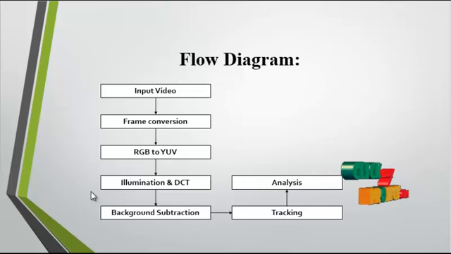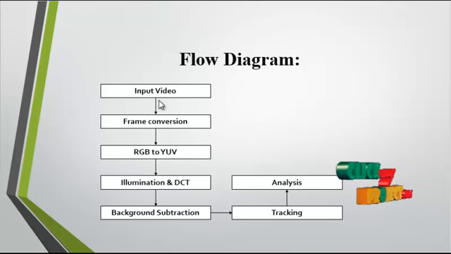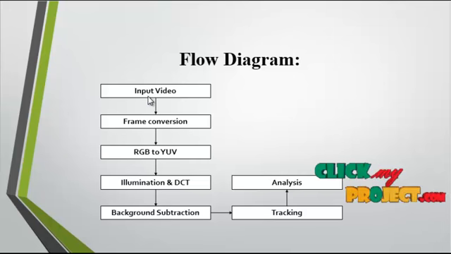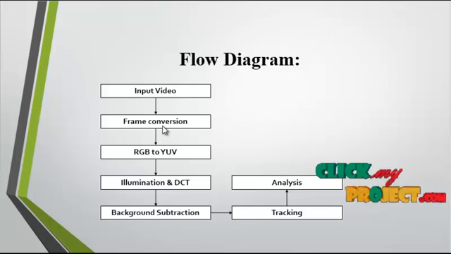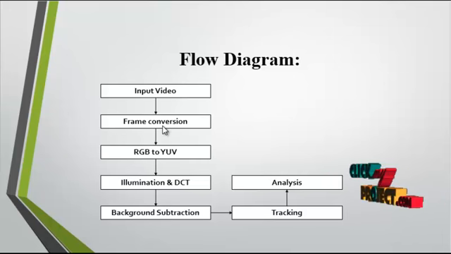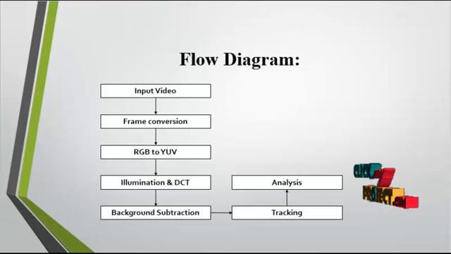Now we discuss the flow diagram for the process. At first, the input video is taken from the dataset. The dataset consists of several videos. After getting the input video from the dataset, the frame conversion is undertaken. The frame conversion is nothing but the video being converted into a sequence of images. The sequence of images is known as the frames.